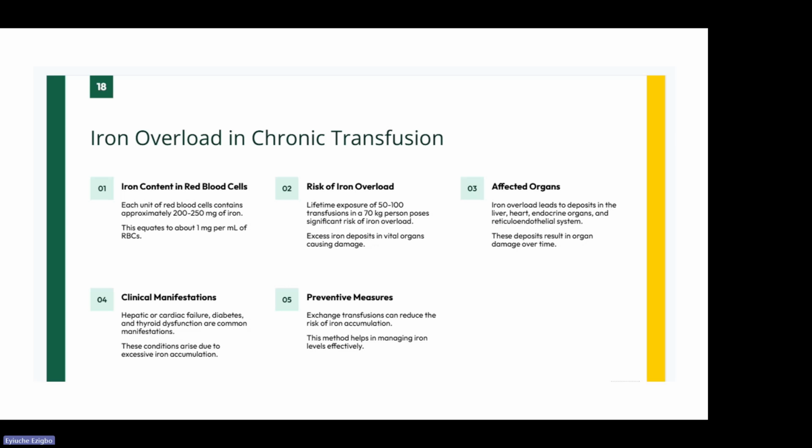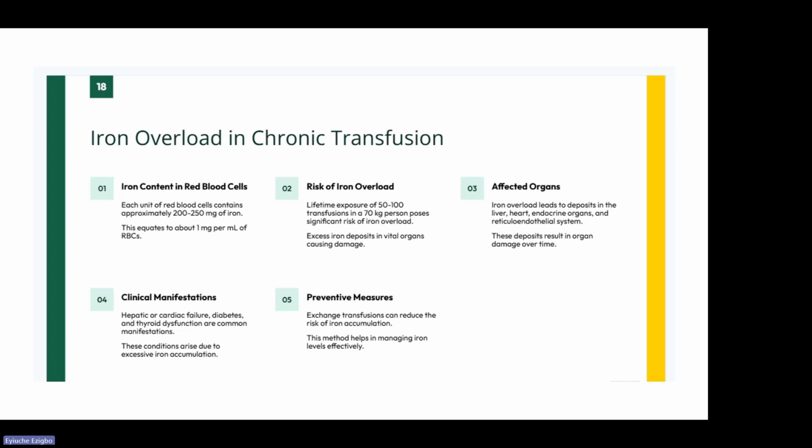Affected organs: iron overload leads to deposits in the liver, heart, kidney, endocrine organs, and reticuloendothelial system. These deposits result in organ damage over time. Clinical manifestations include hepatic or cardiac failure, diabetes, and thyroid dysfunction. These conditions arise due to excessive iron accumulation. Preventive measures: exchange transfusion can reduce the risk of iron accumulation. This method helps in monitoring iron level efficiency.